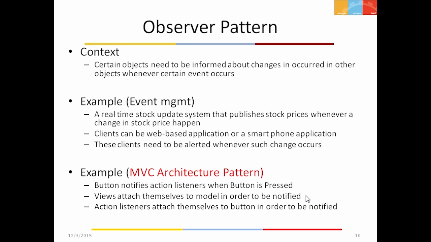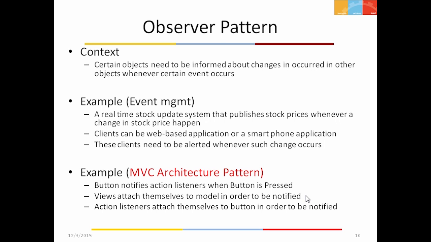Another example is from the GUI. We have already learned the MVC architecture pattern. Let me repeat what we learned about MVC. Here the button notifies the action listeners when a button is pressed. So there are different action listeners. When the button is pressed, this event is generated, and there are different views which attach themselves to the model in order to be notified.